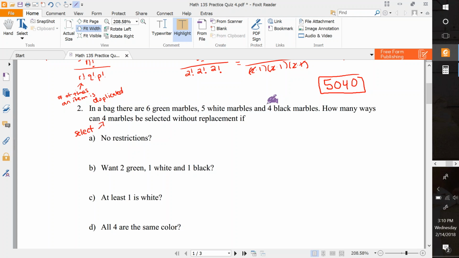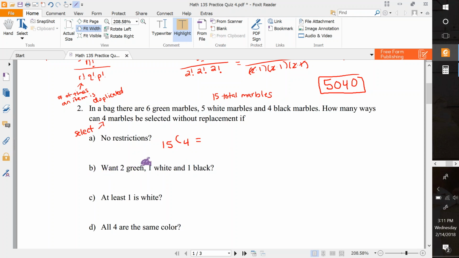So this is 11 plus 4, that'd be 15 total marbles. So this would be 15 choose 4. And in a minute, I will pull up my combinations calculator and work that out. So we know we're not done with that one yet. Let's do the setup for B.